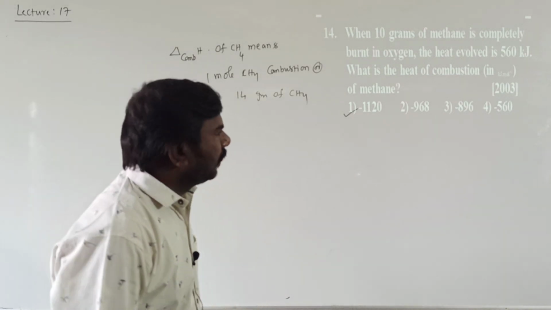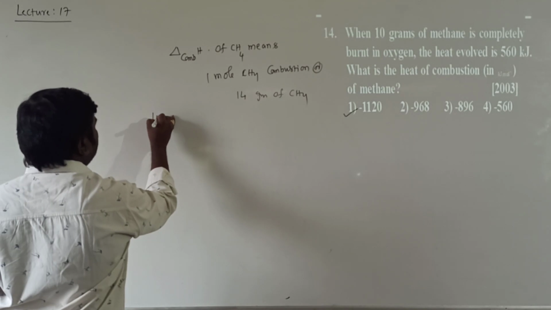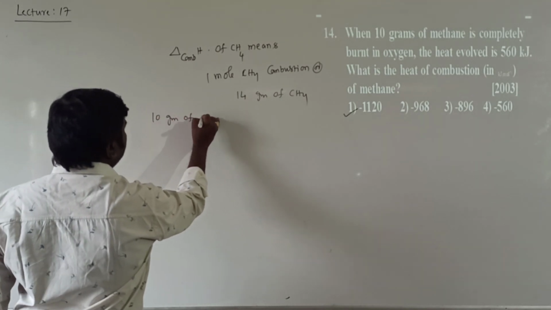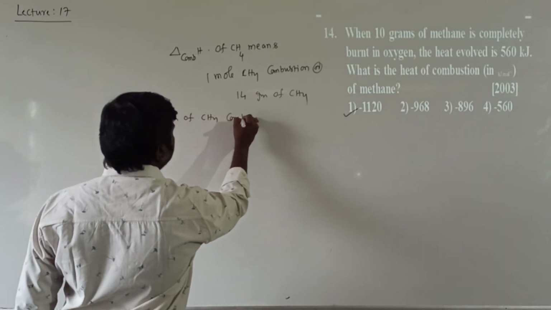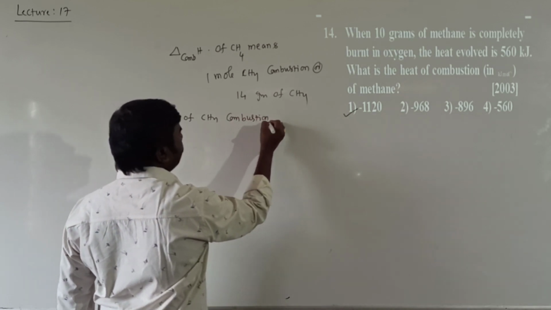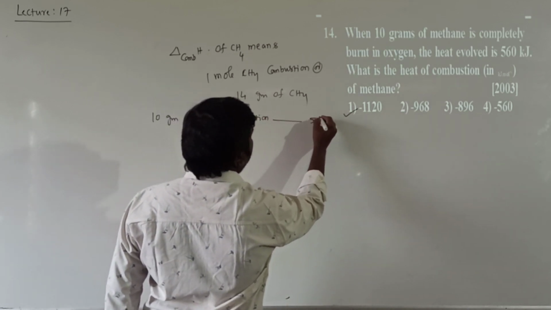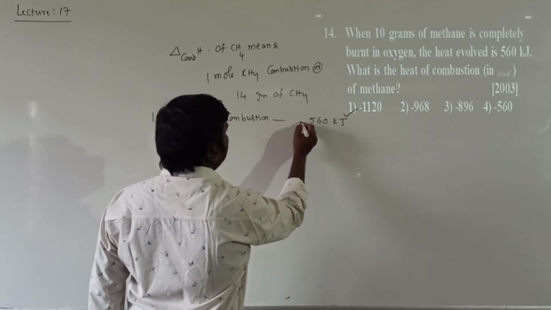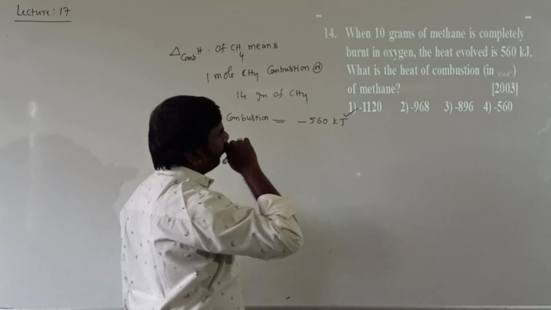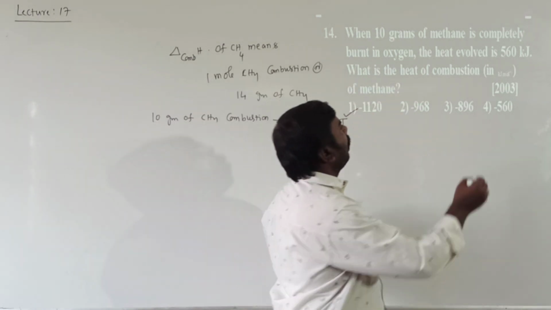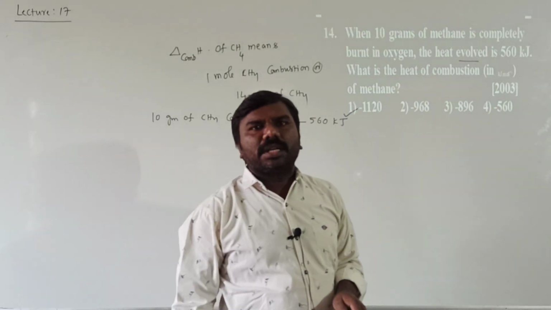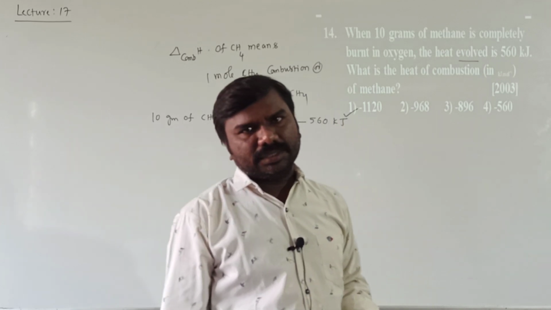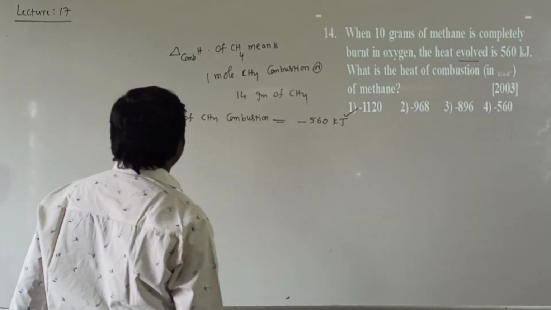Getting all of you? So now, 10 grams of methane combustion gives 560 kilojoules. Gives means releasing, students. Evolved means releasing, and releasing means the minus symbol. Next.